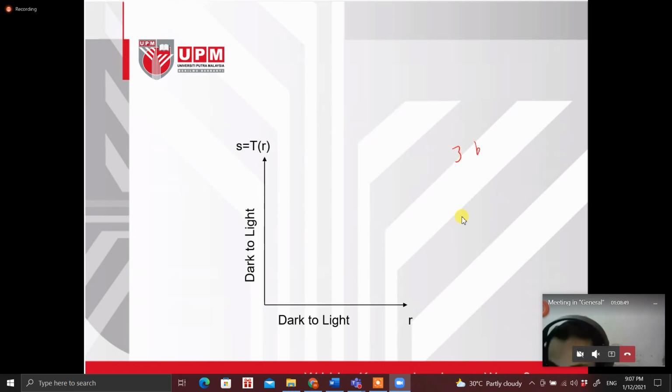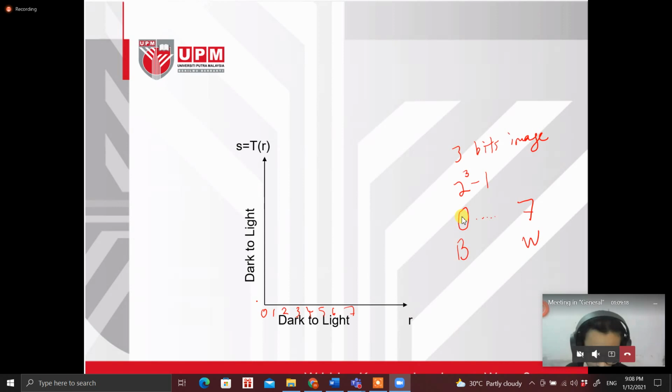Imagine that you have a 3-bit image. A 3-bit image means the color runs from 0 to 2 to the power of 3 minus 1, meaning 0 is black, and you have 1, 2, 3, 4, 5, 6 until 7, which is white. So we have black here, 0, 1, 2, 3, 4, 5, 6, 7. 7 is white.